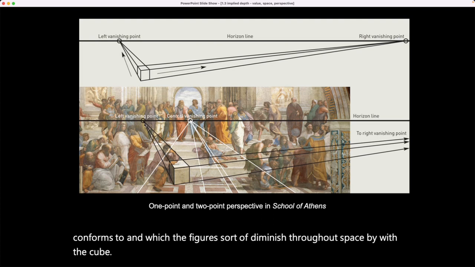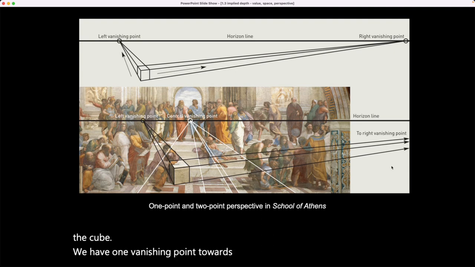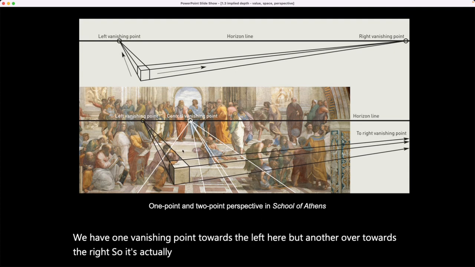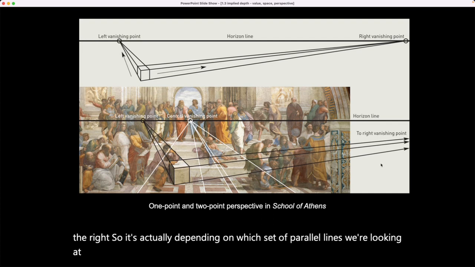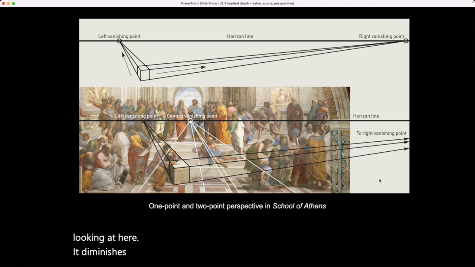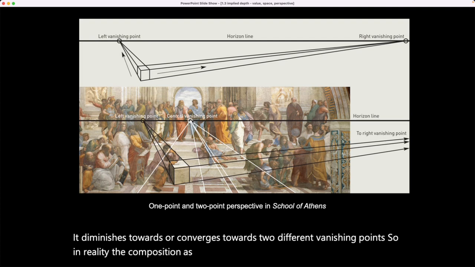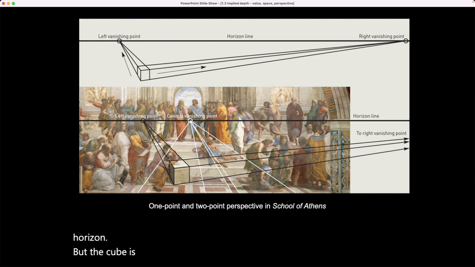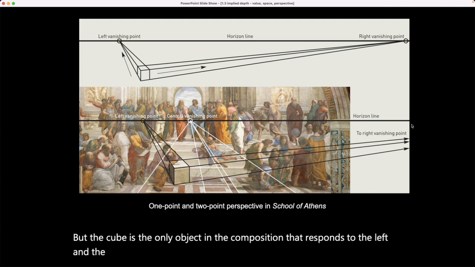we have one vanishing point towards the left here, but another over towards the right. So depending on which set of parallel lines we're looking at here, it converges towards two different vanishing points. So in reality, the composition as a whole has three vanishing points on this horizon. But the cube is the only object in the composition that responds to the left and the right vanishing points.